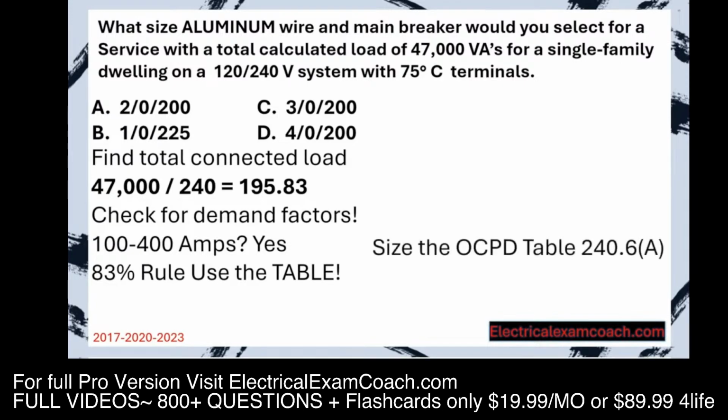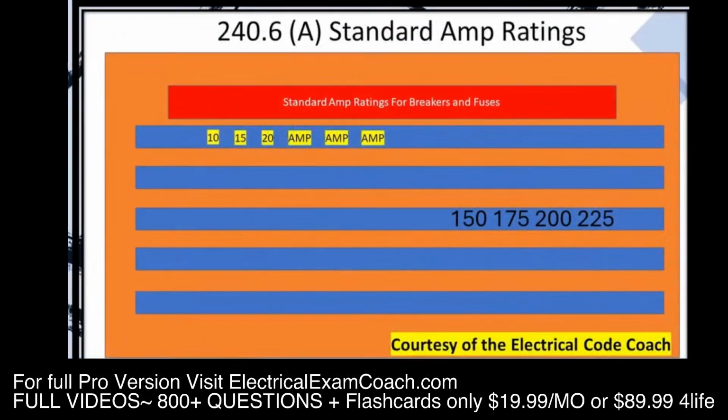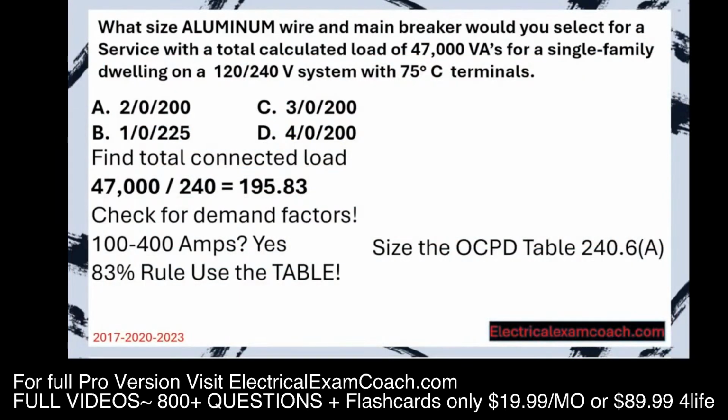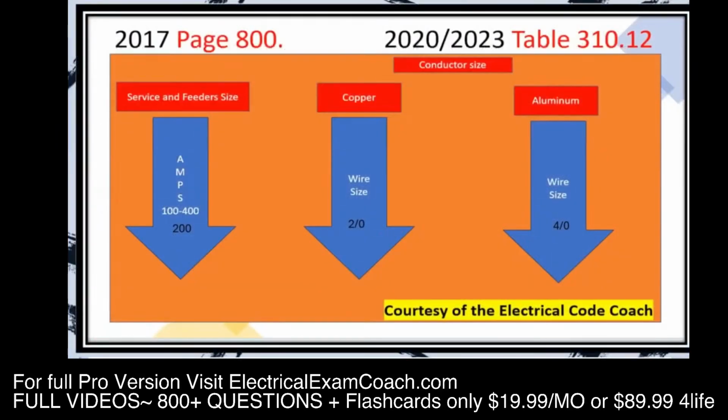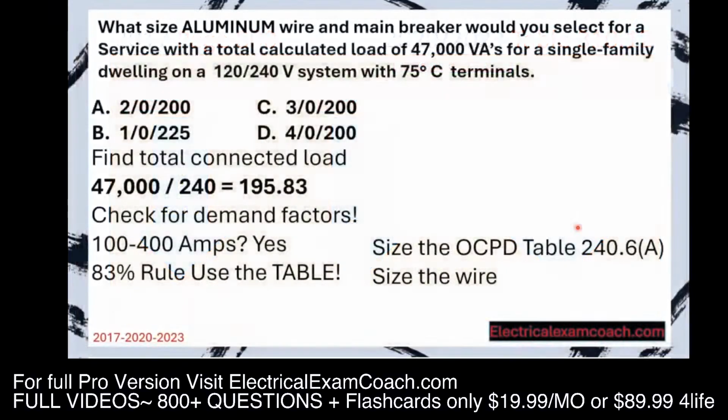And we're going to go size our overcurrent protective device. We end up putting it on a 200 amp breaker just like we did before. But now we have to be careful because the question is asking for aluminum. We head to our cheat sheet table. We start on the left-hand side and we're going to find our size breaker. Then we have to slide all the way over to the aluminum column, and we're going to find out that it's a 4/0 aluminum. Great job.